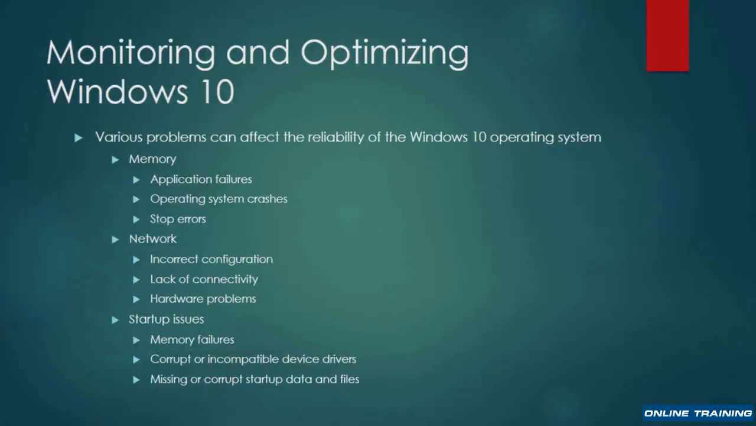Another area of performance monitoring optimization has to do with the term reliability. Now with reliability, we're not talking about the same thing we're talking about with performance. Performance is system responsiveness. Reliability is system stability. So how often is the operating system crashing?